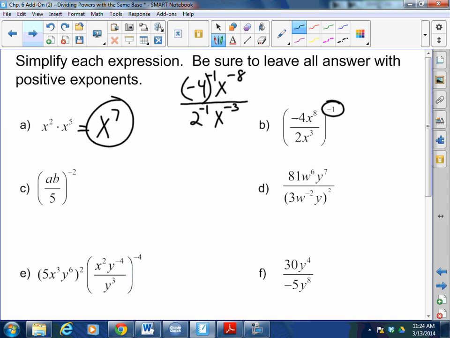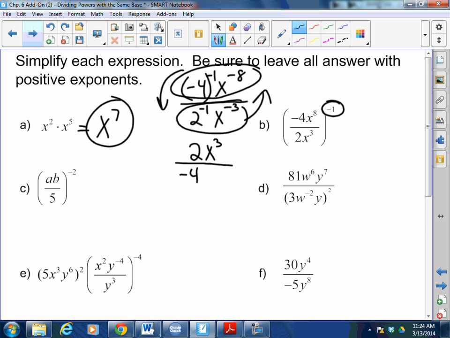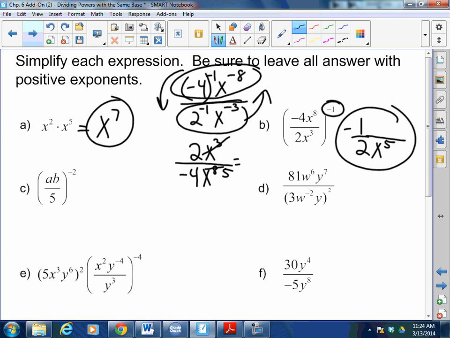What do I have to do with all these negatives? These guys are going to go up. These guys are going to go down. So this is going to be 2x cubed over negative 4x to the 8th, which will equal negative 1/2. 3x is in the numerator. Take 3 away from the denominator. I'm left with x to the 5th in the denominator. Talk to me, please, my brothers.